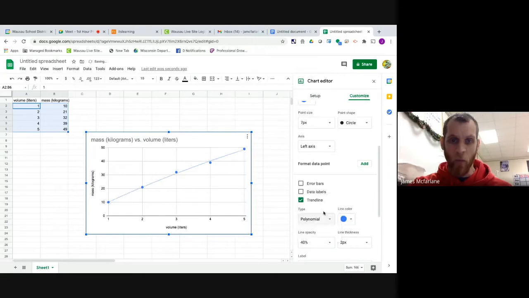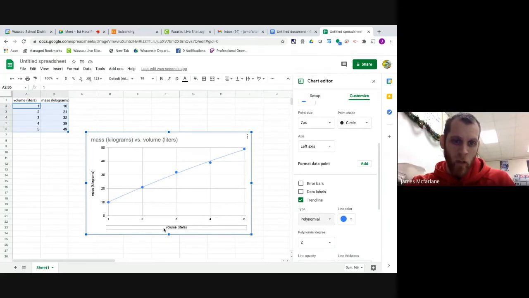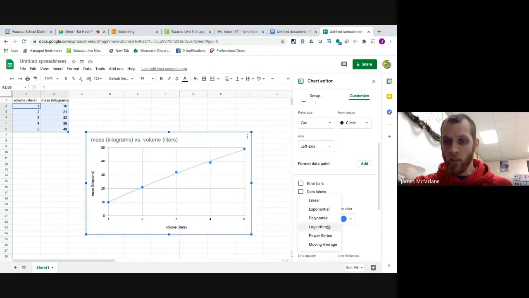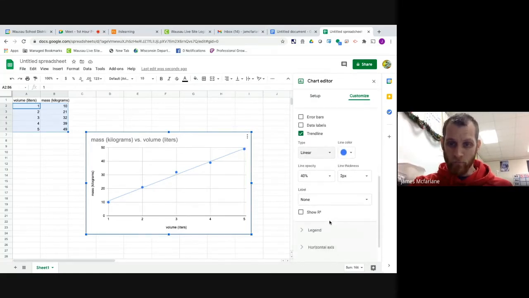best matches up. Or you might have to just know what the equation is, because I know that density is mass divided by volume. So as mass goes up, volume goes up, or as volume goes up, mass goes up. I know that that's going to be linear. But if you know the physics equation, use the equation that matches it up. Mine is linear. Another thing I need to do is show the equation.